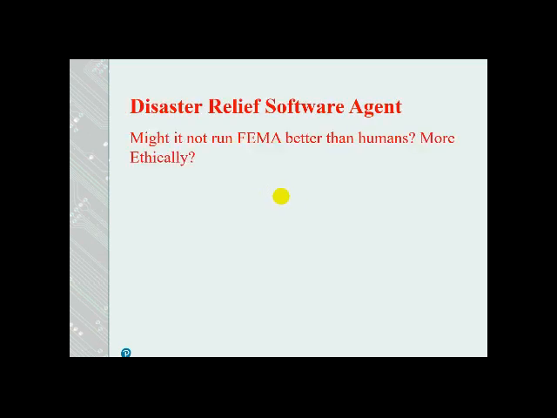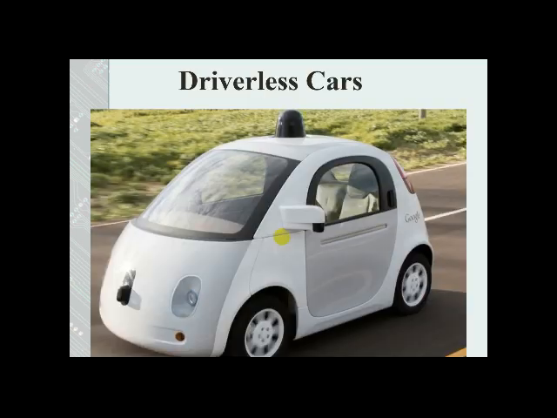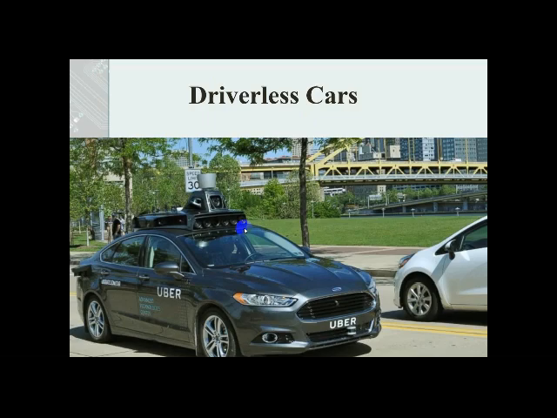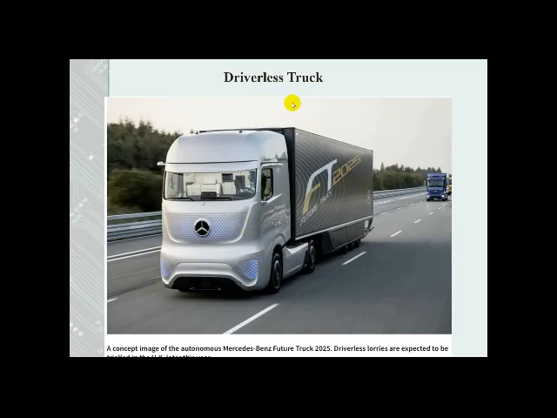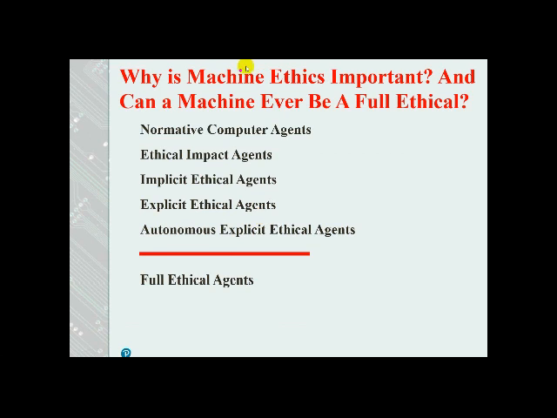Disaster relief software agent: might it not run FEMA better than humans, more ethically? Suppose it receives information about who is in need, how badly they are injured, where supplies are, and so on. It makes decisions with limited resources about how to get what, as triage sometimes requires. More ethical military machines, driverless cars, driverless trucks, the trolley problem.